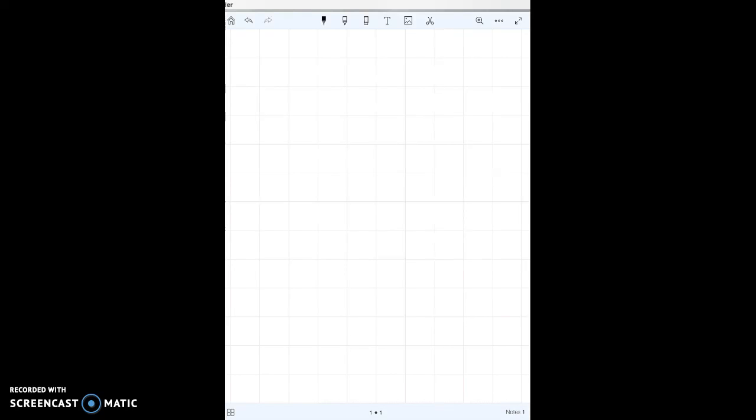Okay, so it looks like you guys are having a lot of trouble with slope. So I wanted to do a mini lesson on slope. Slope is the steepness of a line. Okay, how steep is a line?